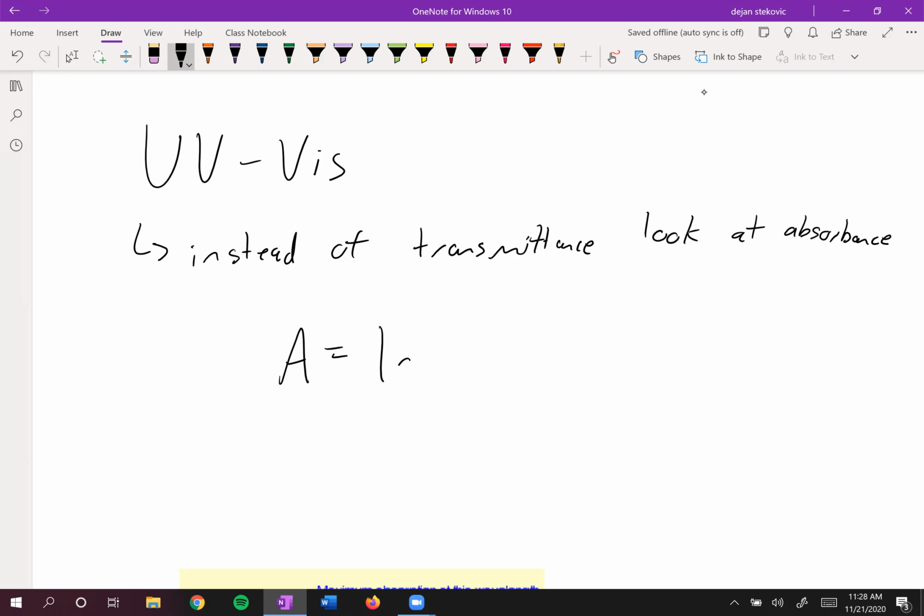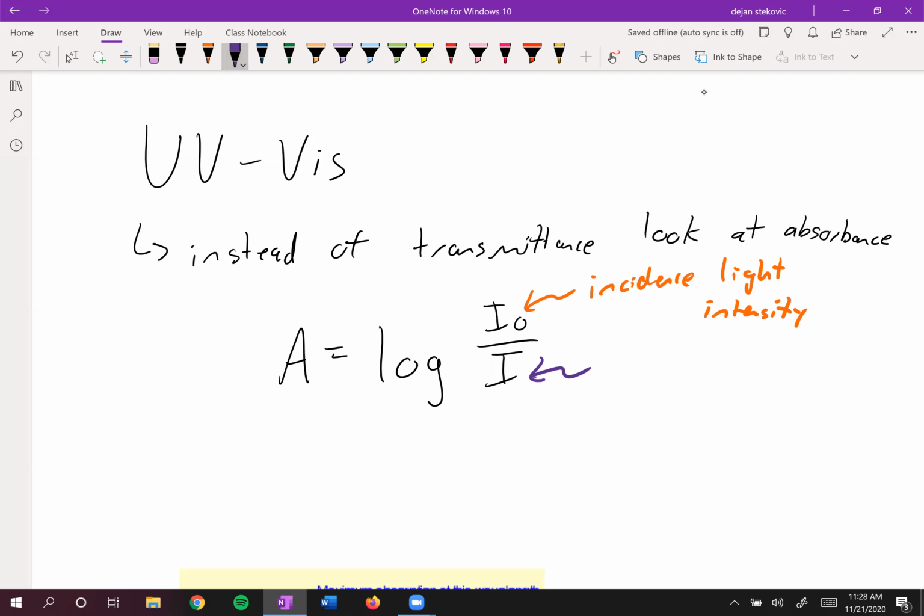Absorbance A is equal to the log of the incident radiation over the transmitted radiation. This I naught is the incident light intensity, so how bright is the light that you're shooting at it, divided by the transmitted light intensity. If you transmit very little light, this will be a very tiny number, and it's in the denominator, which will make this overall a very big number. Then you take the log of it, which gives you the absorbance.